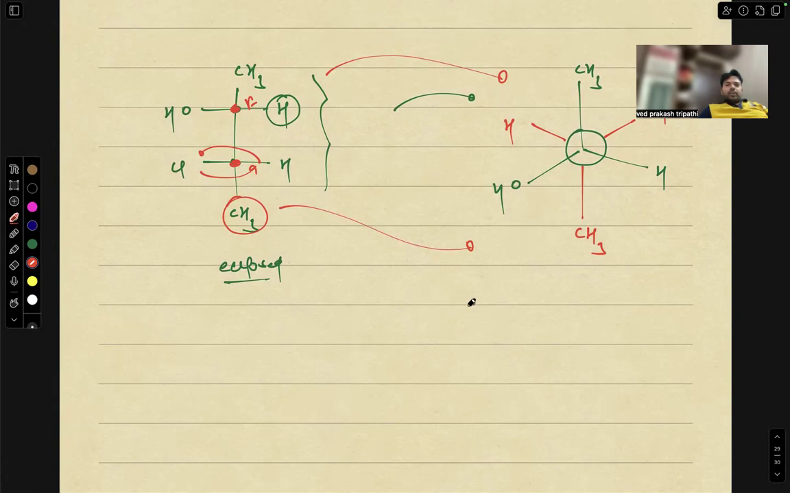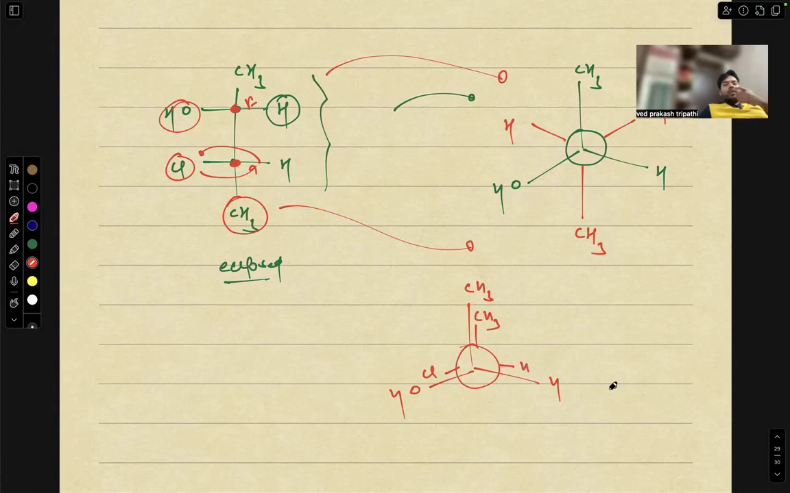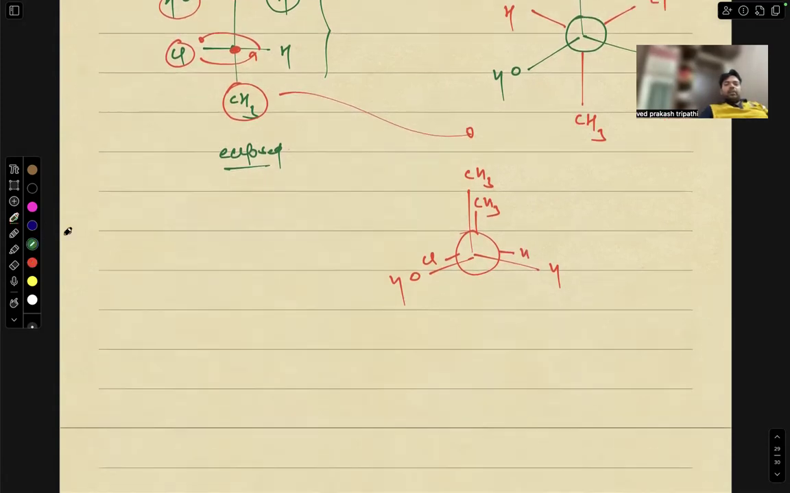For example, CH3, H, OH. Now this is my CH3. Okay. This Cl is on the side of OH. So Cl. And this hydrogen is on the side of hydrogen. Now you have to rotate 180-degree angle to make it staggered. So look at the rotation. Suppose this is the green line. I am going to keep the front carbon fixed, means the red one fixed.